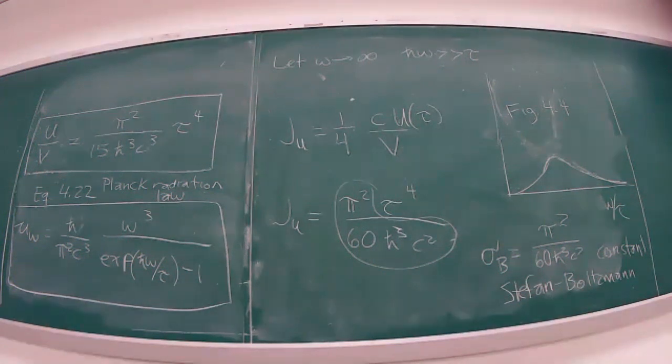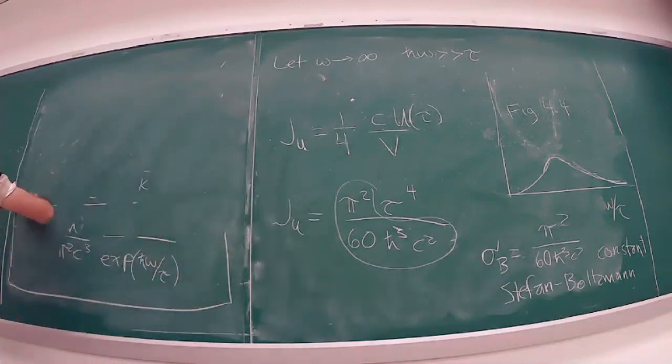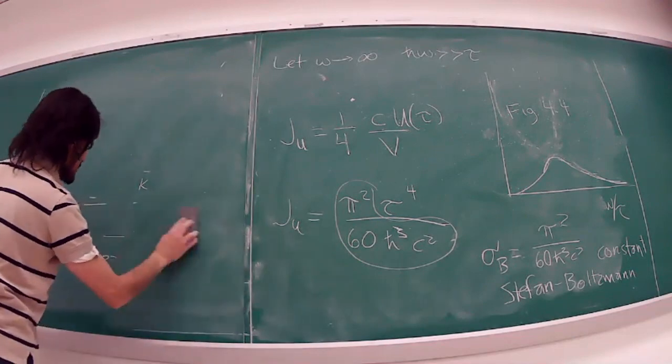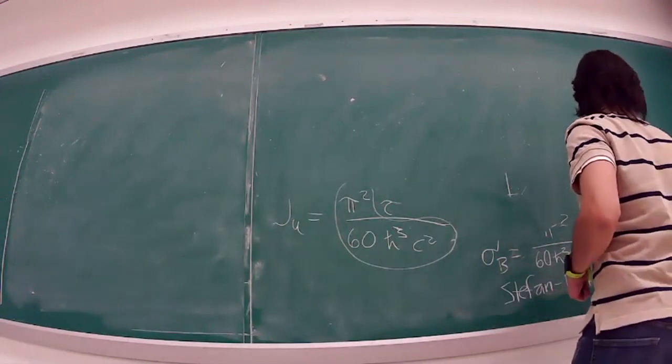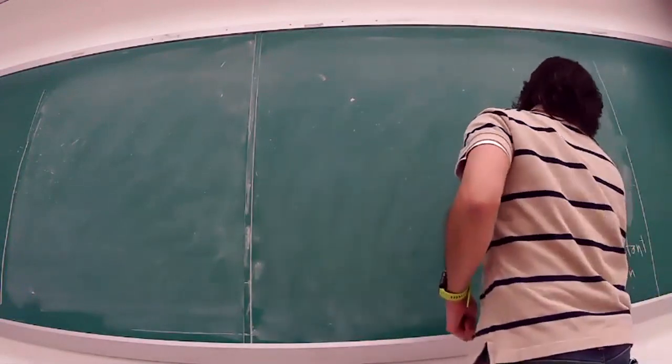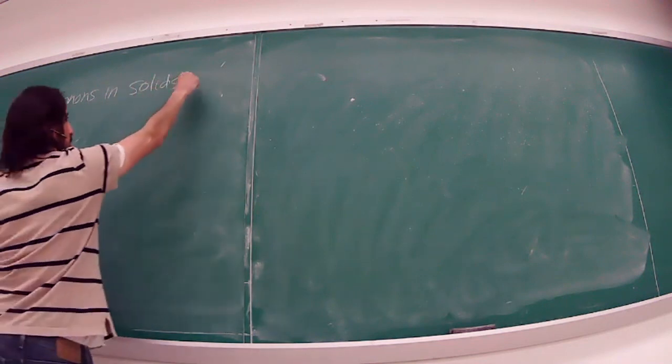Right. So I'm going to switch gears, but only a little bit. So this is the start of the next big section in the book, phonons in solids. This is on page 102. And this is the Debye theory.